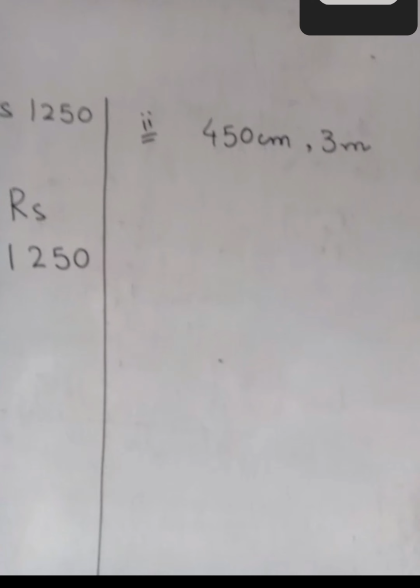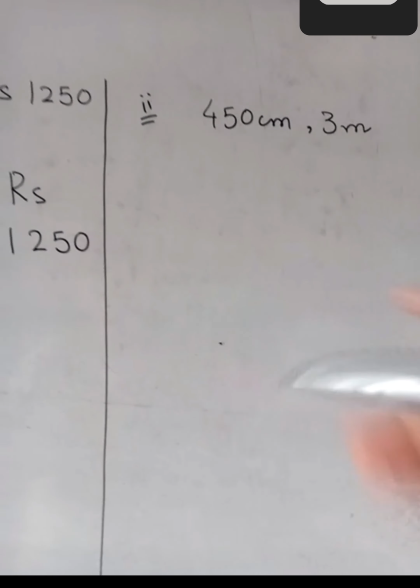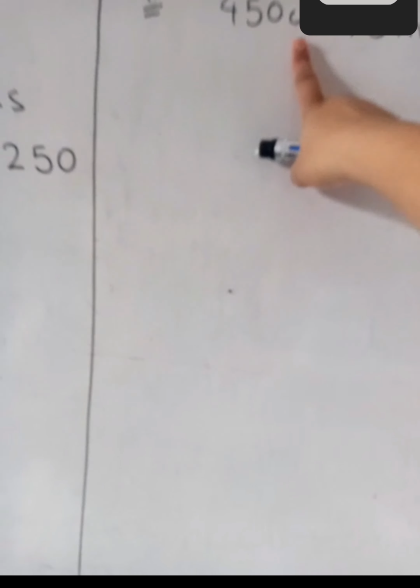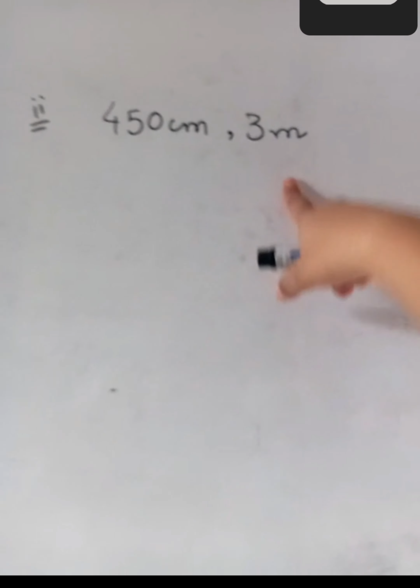Let me tell you for part 2. Part 2 is 450 centimeter and the other one is 3 meters. First of all, you have to make their units the same. Now it's up to you whether you convert centimeters into meters or meters into centimeters. I think it will be better to convert meters into centimeters.